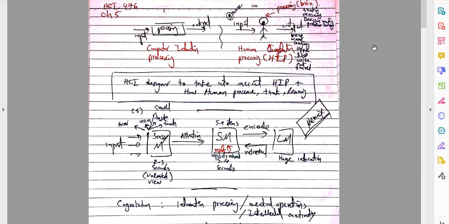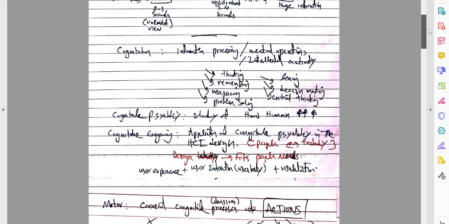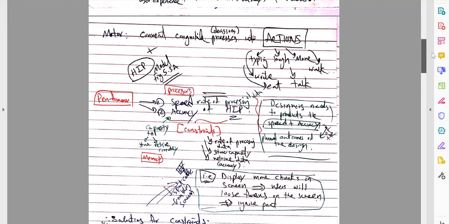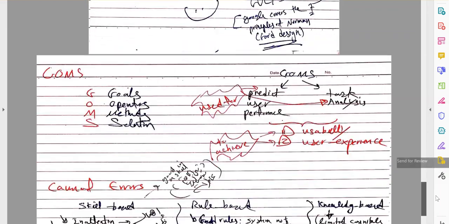This is posted as well in Microsoft Teams. When you go to the files within our class, you will go to the class material. You'll find it there. I think it's called supporting material for chapter 5 handwritten notes. I think it's around 4 pages. This will help you a lot because these are the practical notes of chapter 5. So when you focus on this one, you will understand chapter 5.